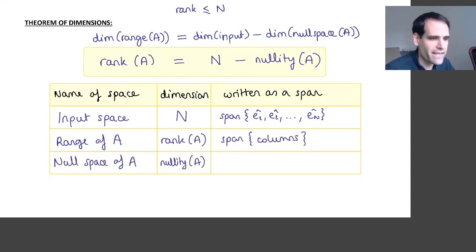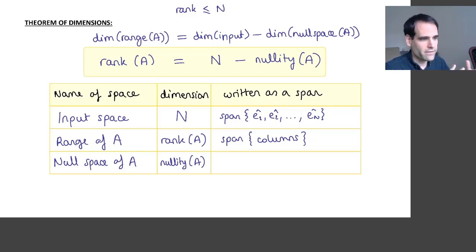So let me explain this table. On the left column, I just write different spaces, like the input space, the range of A, and the null space of A. In the center column, I write the dimension of this space. And remember, the dimension is a number, it's an integer, yeah? So it's n for the input space, it's equal to the rank for the range, and it's equal to the nullity for the null space. That's simply how we call this number. Such that we have the theorem of dimensions, rank of A equals n minus nullity of A.